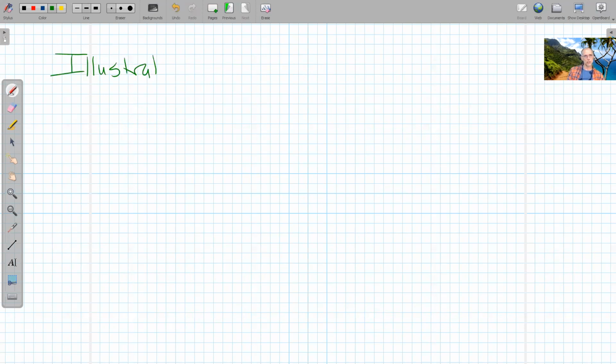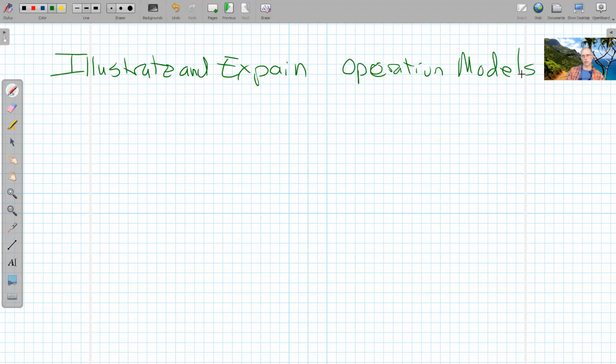Illustrate and explain. Anytime you see a problem like this, and there will be a couple of these on the final, this is for operation models. So in this case, for the final exam, it's going to be add, subtract, multiply, or divide for fractions or decimals. The first thing you want to do is you want to just be clear, state your definition.